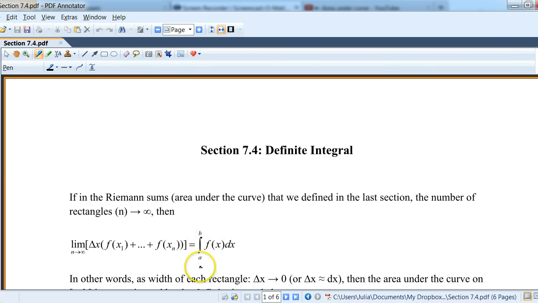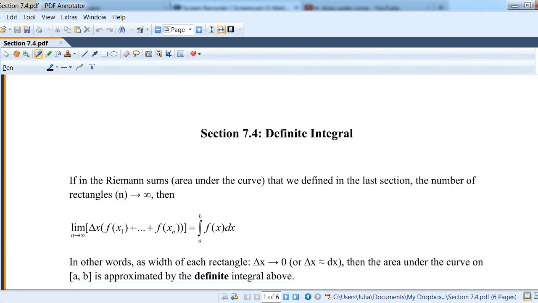Notice now, this is why it's called definite, it's defined on an interval, of f of x dx. So now we are actually going to use the integral to compute specifically the area, and we will get a number as the result. Delta x is approaching 0, so delta x is going to become dx. Once again, that's why we have dx within the integral. And the area is approximated.